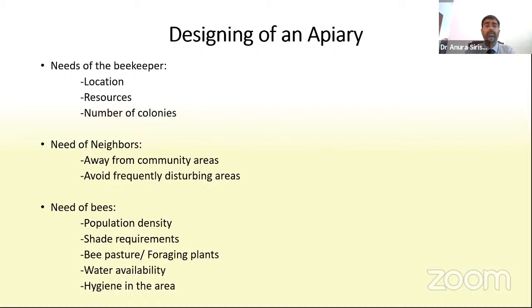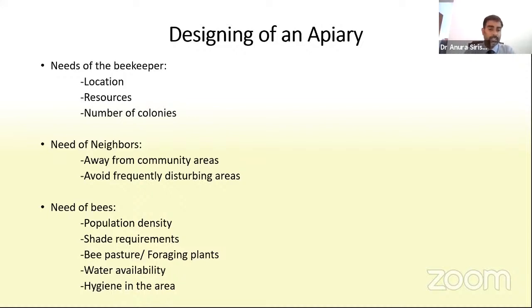The resources: whether you have all the beekeeping tools. We don't need very sophisticated tools and equipment in beekeeping, but there are some essential items, like a smoker, and a bee veil. We don't need an overcoat to handle Apis cerana because it's not that aggressive. But if you are going to handle Apis dorsata, you may need to wear full safety clothing because they can be very dangerous.